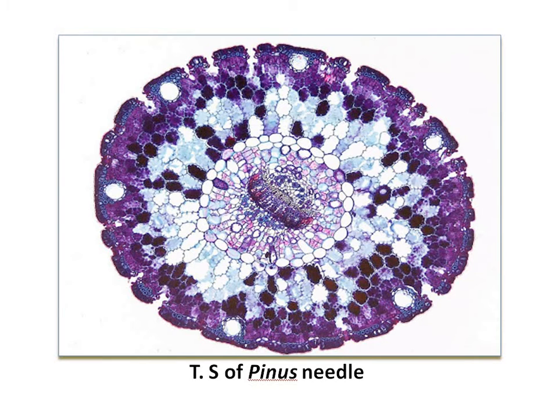Each stoma opens internally into a substomatal cavity and externally into a respiratory cavity or vestibule. Below the epidermis are present a few layers of thick walled sclerenchymatous hypodermis. It is well developed in the ridges.